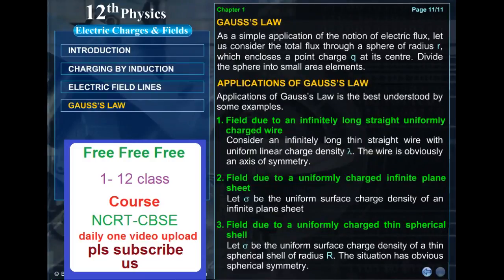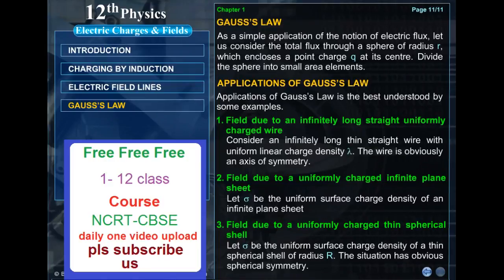Gauss's law. As a simple application of the notion of electric flux, let us consider the total flux through a sphere of radius r, which encloses a point charge q at its center. Divide the sphere into small area elements.